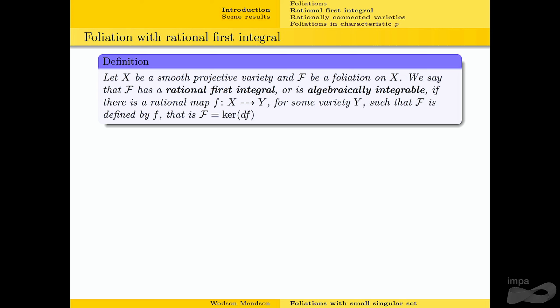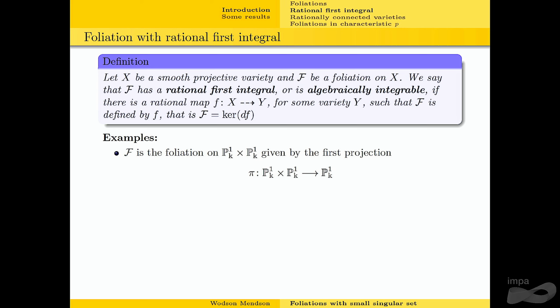In this class of foliations, we can look for the subclass of foliations that are algebraically integrable, which is given by this definition. You take a variety X and a foliation F. We say that F has a rational first integral, or is algebraically integrable, if there is a rational map such that it defines the foliation this way. The foliation is given by the kernel of the differential of the map. And here I have an example. You take a foliation on P1 times P1 and take the first projection. The invariant curves of this foliation are just the fibers of this map.